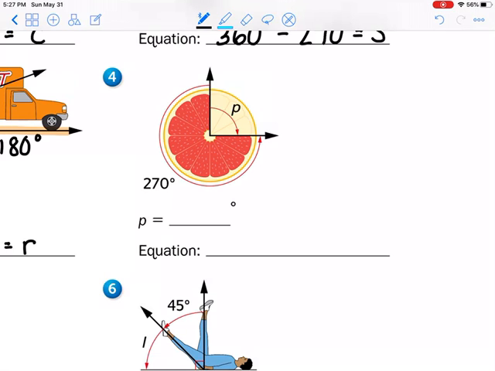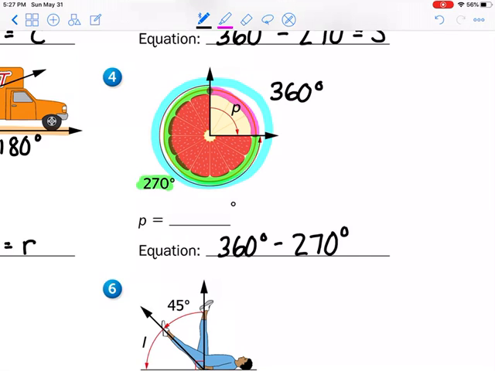Okay, number four. Here is a grapefruit. So they want to know what is the angle of the already eaten parts of the grapefruit. So this is very similar to the skateboard. I know this whole grapefruit is a circle, so the whole grapefruit has an angle of 360 degrees. They give you the uneaten part, which is 270 degrees, and they want you to find out this angle, P. So if you take the whole angle, which is 360, you subtract what you already know, which is 270, and the amount that you ate from the grapefruit is 90 degrees. You ate an angle of 90 degrees. And you can tell because it forms an L.